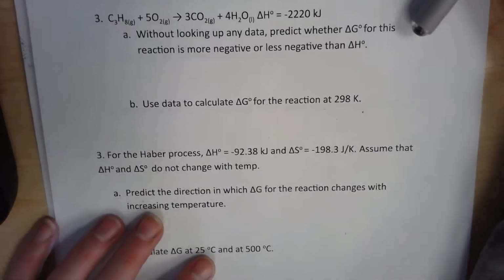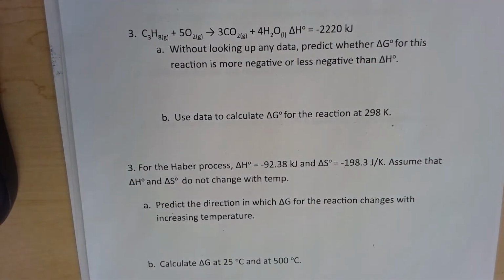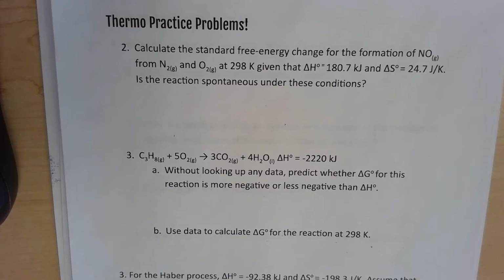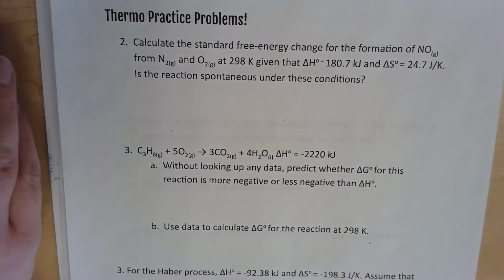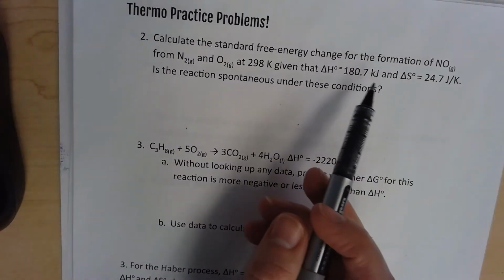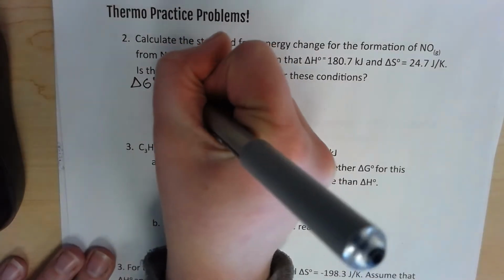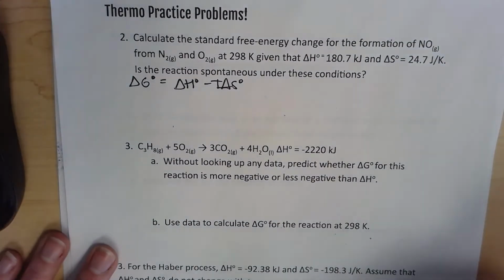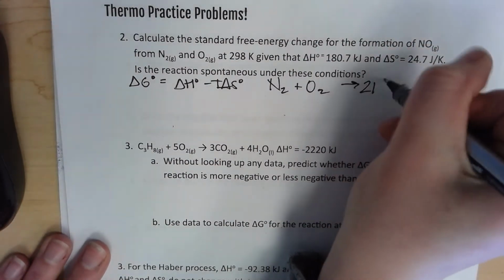Calculate the standard free energy change for the formation of NO from N2 and O2 at 298 K. Given that delta H is equal to 180.7 kilojoules, delta S is 24.7 joules per K. Is the reaction spontaneous under these conditions? Okay, they're giving us values. That means that we should definitely be using this equation. They're giving us those numbers, and we should think about this in this way. So N2 plus O2 yields 2NO.